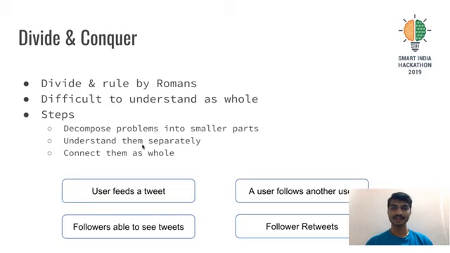Understanding and analyzing it as a whole system is going to be cumbersome. So to do it, we separate it into 4 different smaller meaningful sections. Something like a user feeds a tweet. It's a separate section here. And then a user is followed by another user, which is another one. And then the followers should be able to see the tweets. And the last one is that followers should be able to retweet the tweets of the person they are following.